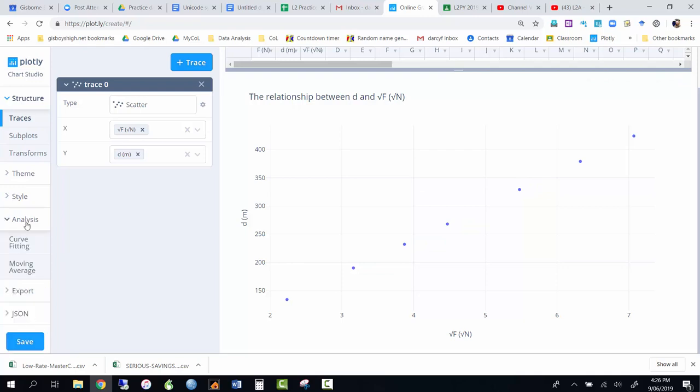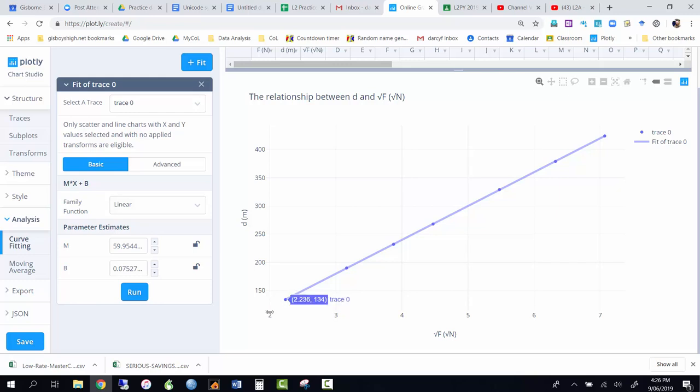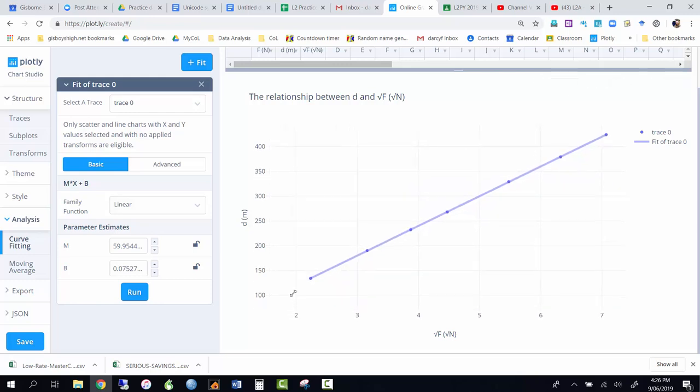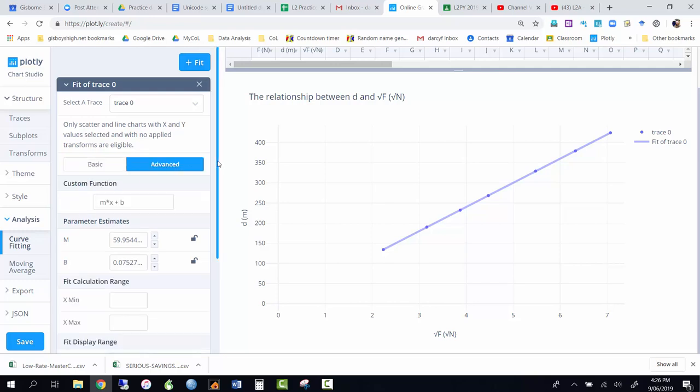So we go to analysis, curve fitting, add a fit. It's the only thing I've got open, and it's a straight line. Let's run that. Now what I'd like is to have this going back to the origin, and I'd like the line to go back to the origin. So I can just drag it like this. Here we go. There's my origin, but you'll see the line doesn't go back. So we need to use the advanced function. So let's extend that line backwards.